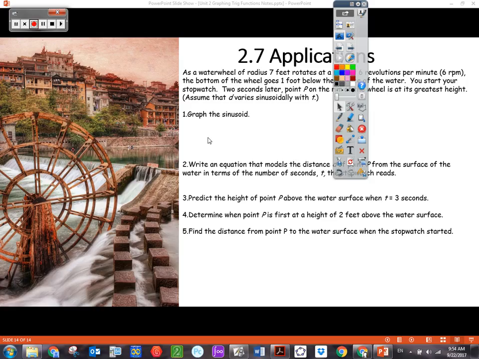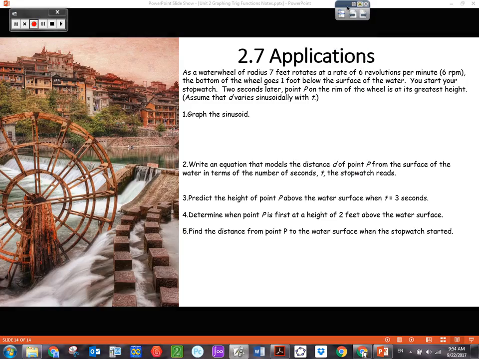Let's take a look at today's lesson. What we're going to be doing on today's lesson is looking at applications. We're going to take the things that we've been practicing, writing equations from graphs and using our calculator, to actually work application problems.